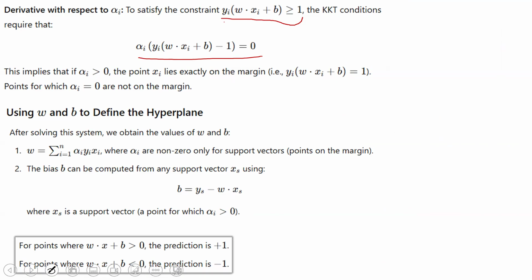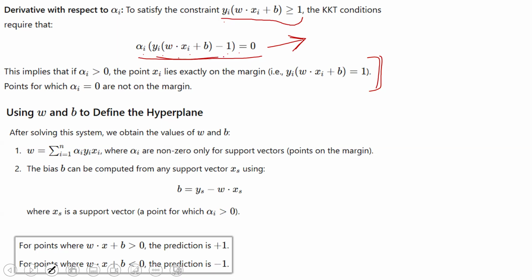This implies that alpha i is greater than or equal to 0 only when the point xi lies exactly on the margin. For other points, alpha is equal to 0, as they are not on the margin. This is a very important thing that you have to understand. This is something that we derived from KKT conditions: alpha i into yi (w of xi plus b minus 1) is equal to 0.